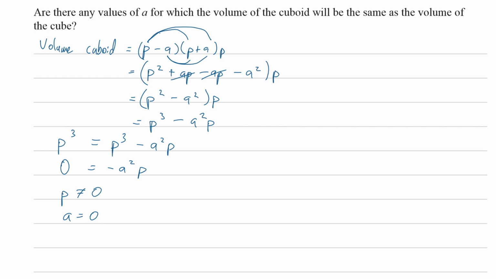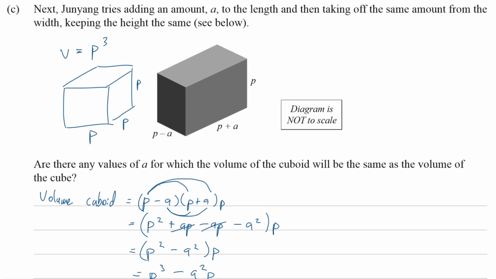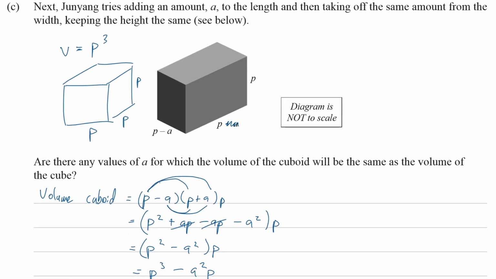So a equals 0 is the only solution, since p cannot be equal to 0. Again, if p was equal to 0, we wouldn't have a cube, so it's pointless. So if a is 0, that just says that the volume of the cuboid is the same as the volume of the cube when the cuboid is the cube. It's kind of pointless. We already knew that. So adding and subtracting a number from two sides doesn't work.